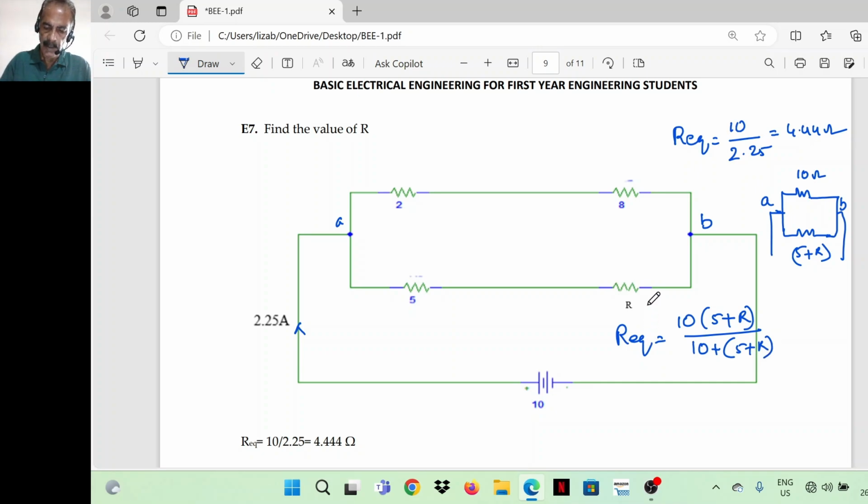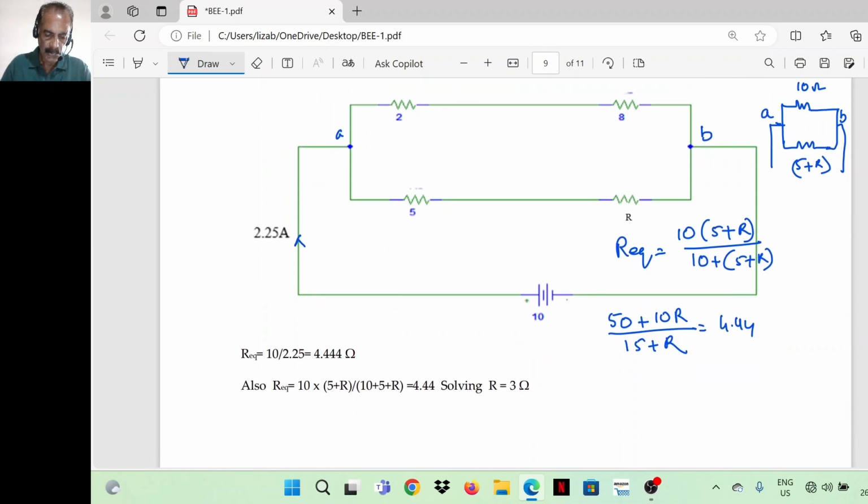So we can equate these two. R equivalent is 4.44 ohm. Here, we have got this equation. We equate these two, that is (50 plus 10R) divided by (15 plus R) is equal to 4.44. So solving, R is equal to 3.